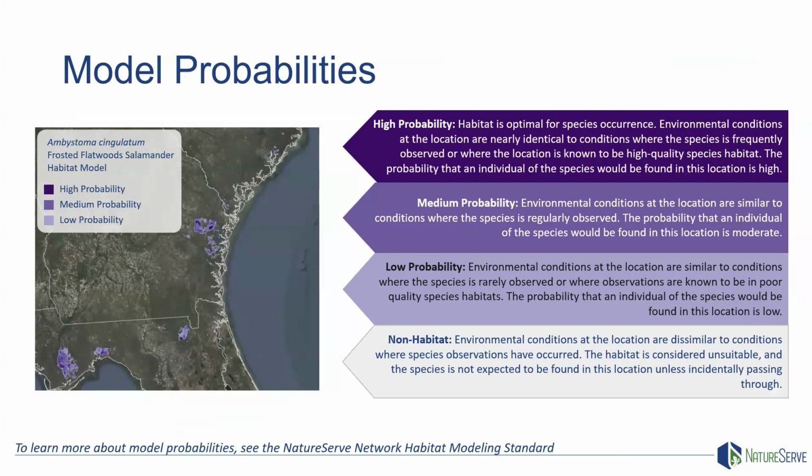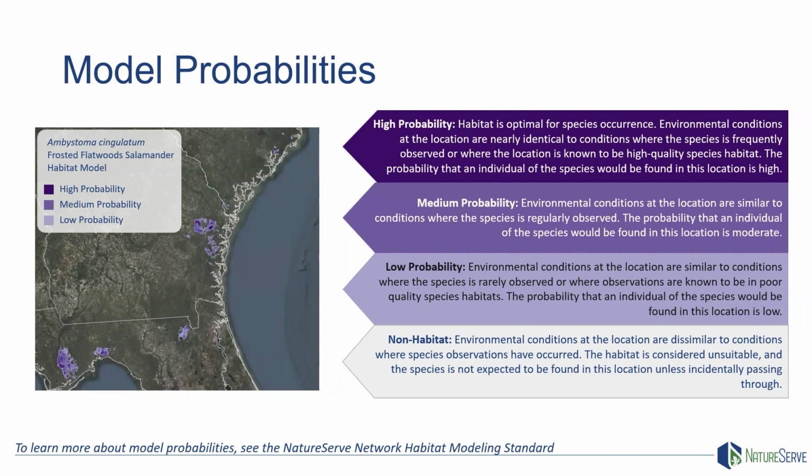Let's talk for a moment about the different habitat categories shown on these maps. NatureServe models classify all pixels within the species range as either high probability habitat, medium probability habitat, low probability habitat, or non-habitat. High probability habitat is areas that are optimal for species occurrence. Environmental conditions at that location are nearly identical to conditions where the species is frequently observed. The probability that an individual of the species would be found in that location is high.